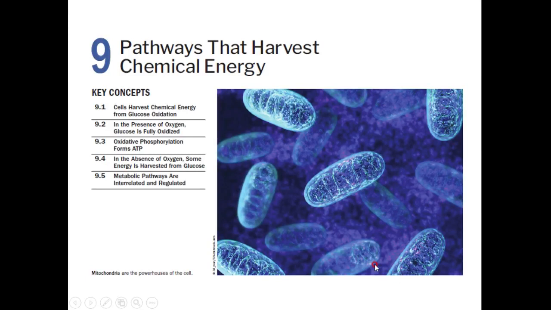So today we will learn Chapter 9. Chapter 9 is about pathways that harvest chemical energy. Chapter 9 is composed of 5 subjects, starting from glucose oxidation, and also we will learn how, in the presence of oxygen, glucose is oxidized. And finally, we will learn how metabolic pathways are interrelated and regulated.